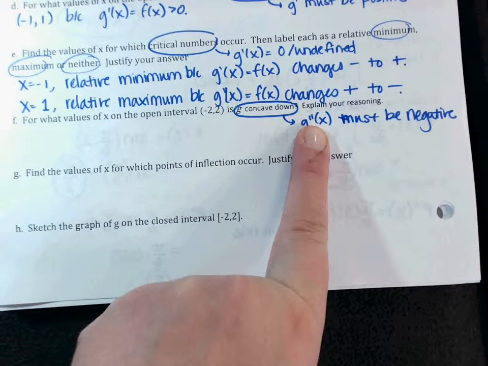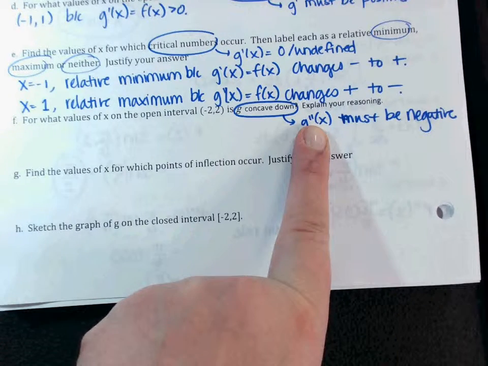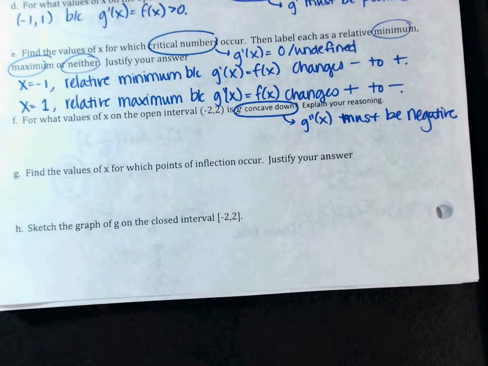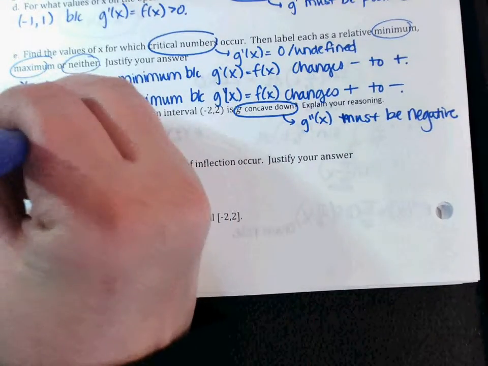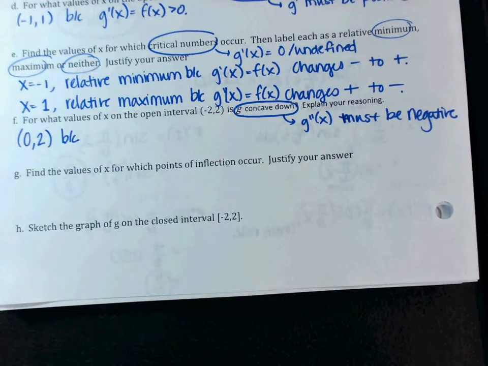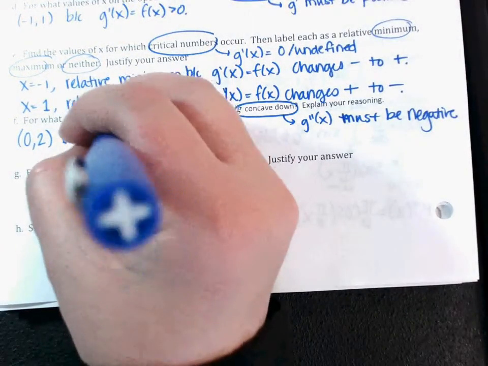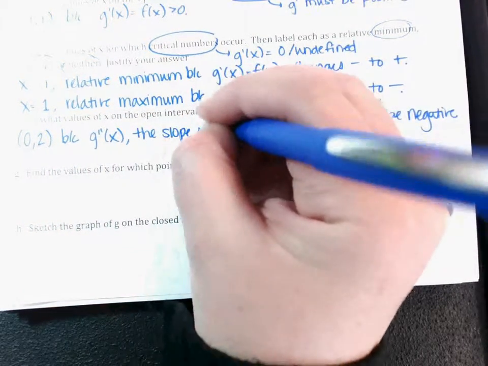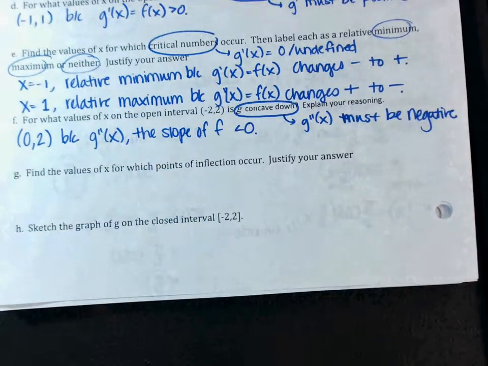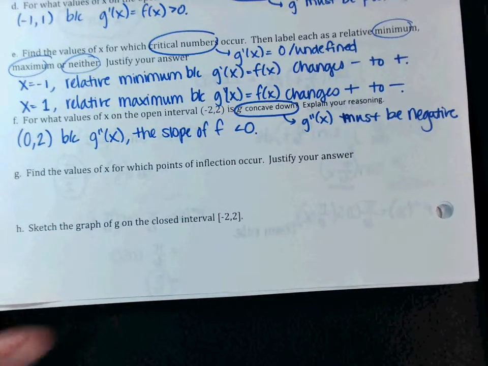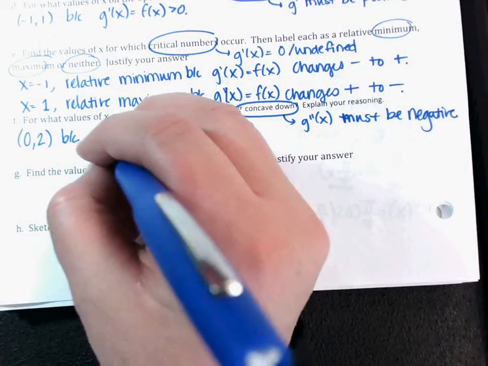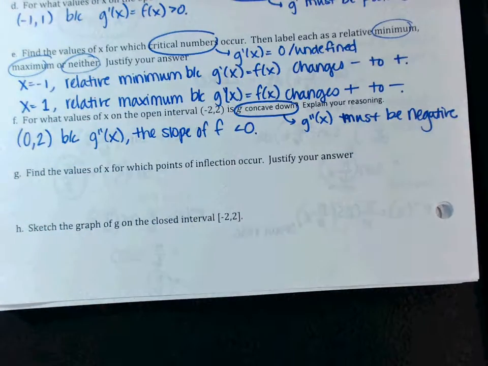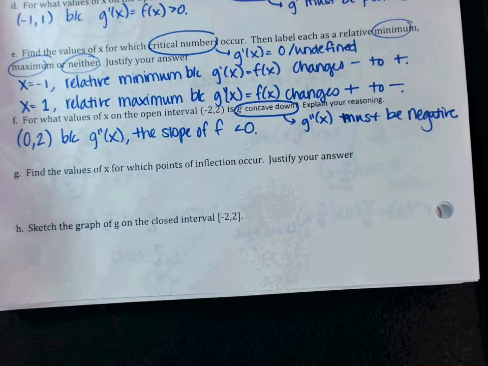So f prime in the graph is the slope. So look at your graph. When does the graph of f have a negative slope? 0 to 2. Because g double prime of x, the slope of f, is less than 0. Now, if you want to put g double prime of x, which is really f prime, that's fine, but you have to say the slope of f. Because that's the connection there, is that that's what f prime is.